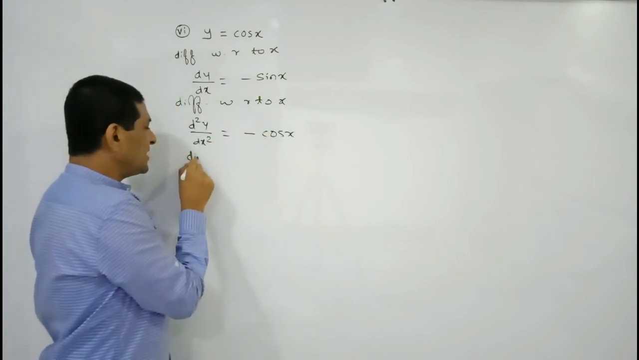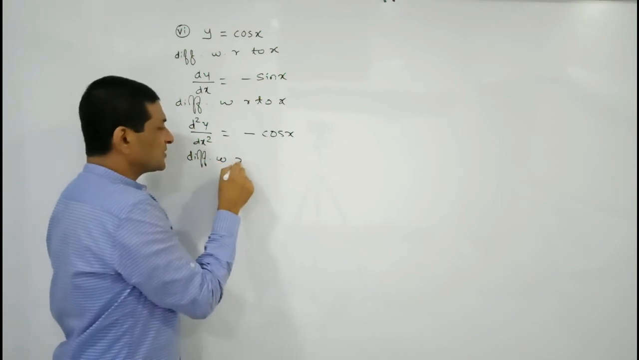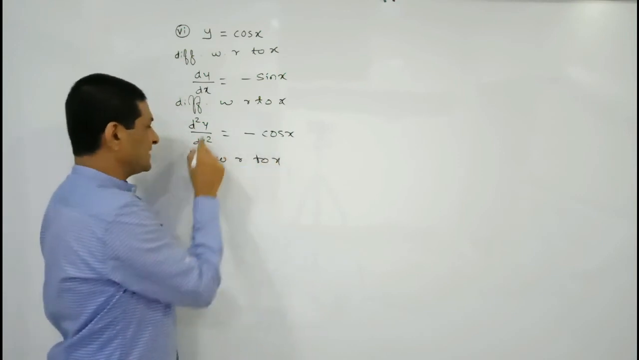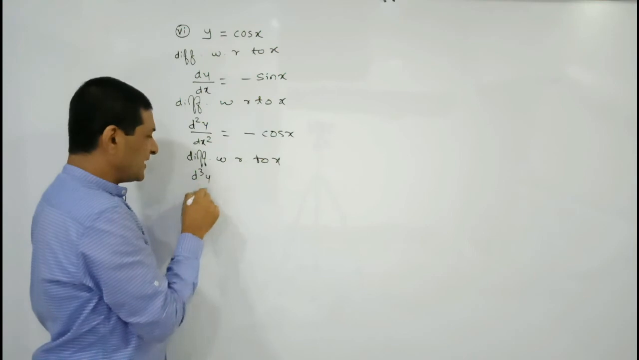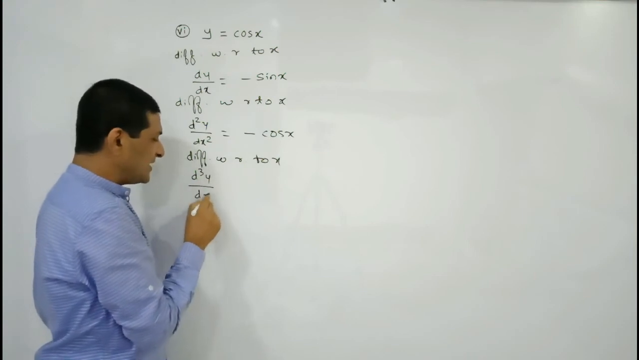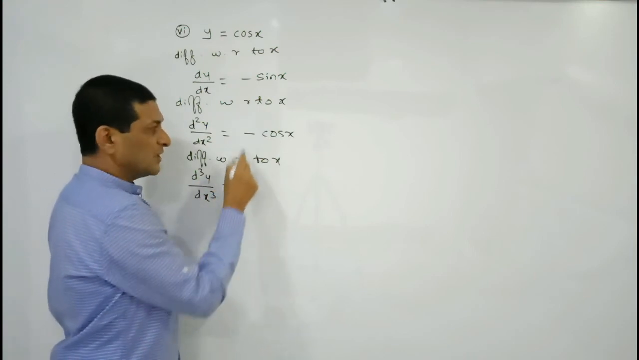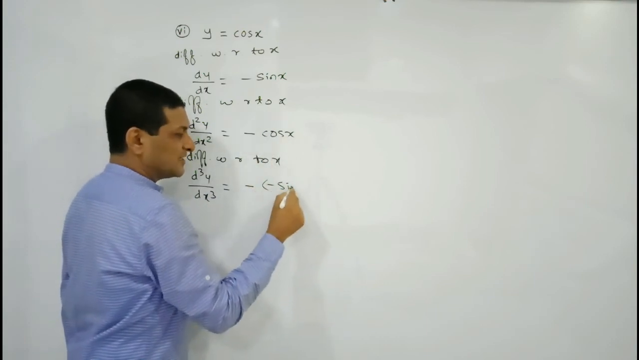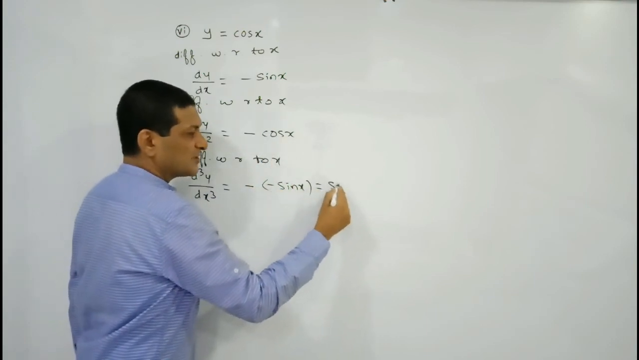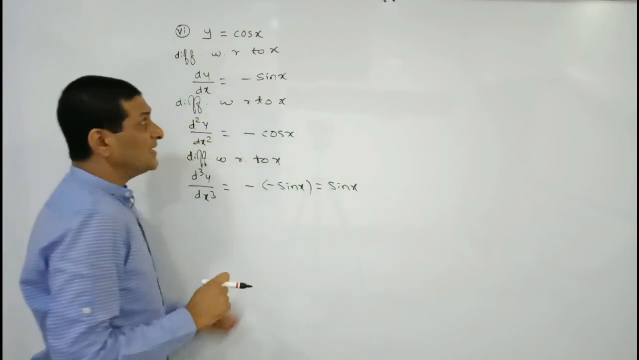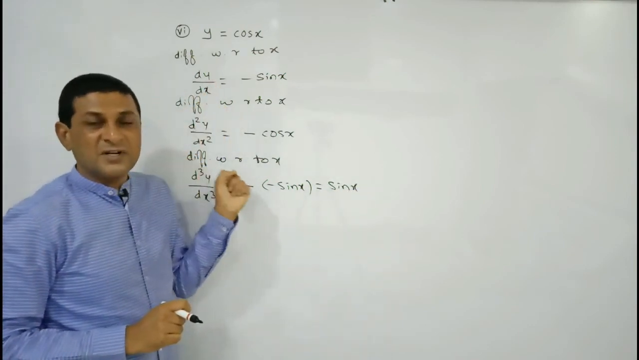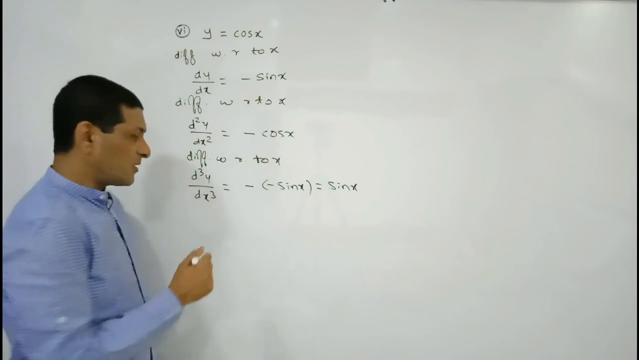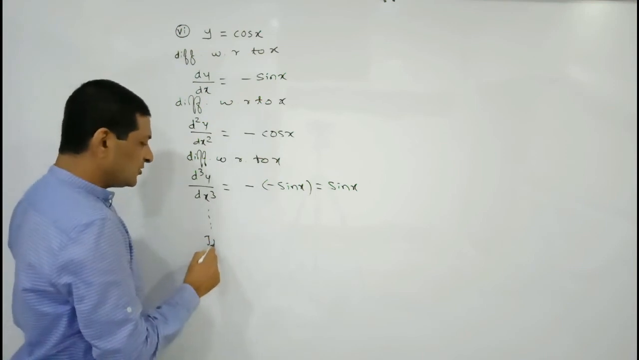Now again we are differentiating it with respect to x. So we will get the third order derivative, that is d3y upon dx raised to power 3 is equal to minus, keep it as it is, what is the derivative of cos x? Minus sin x, and minus into minus will become plus sin x. Now observing the values of the first order derivative, second order derivative and third order derivative, we have to find out the nth order derivative.